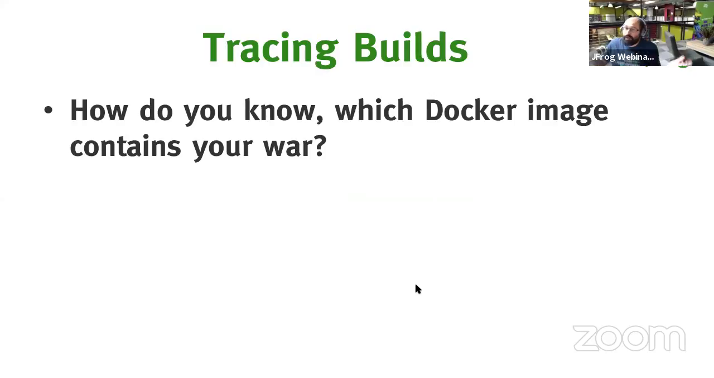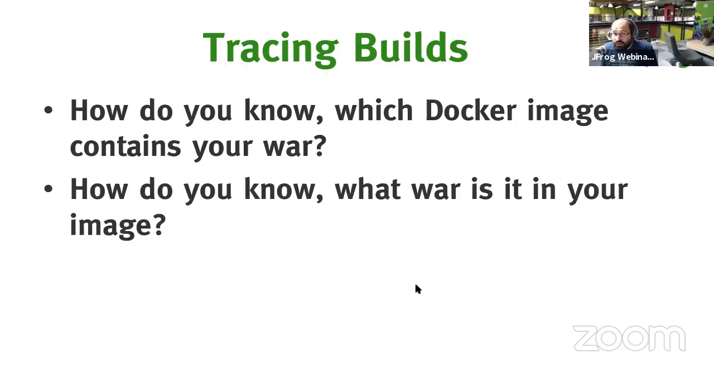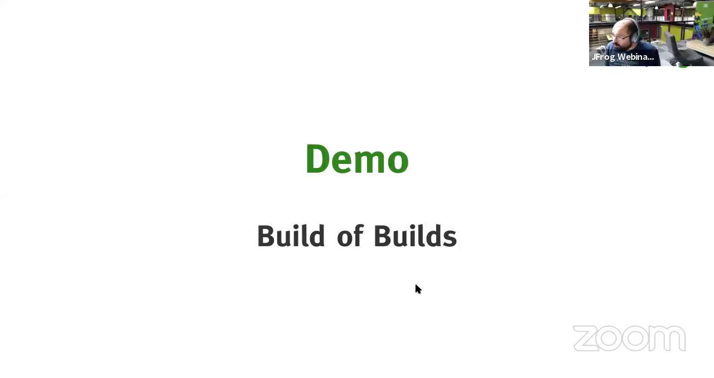So, answering two questions. I will use Docker just for the sake of the example, and because it is not usually easy to answer those questions with Docker, so we will aim for the hardest part. How do you know which Docker image contains your var, and how do you know what var is in the image that you have in hand? And here I will show you an example of doing that.